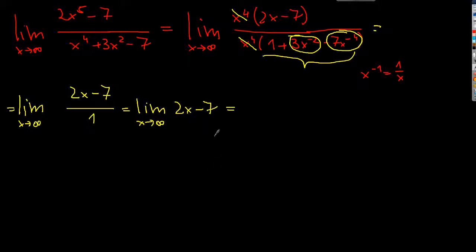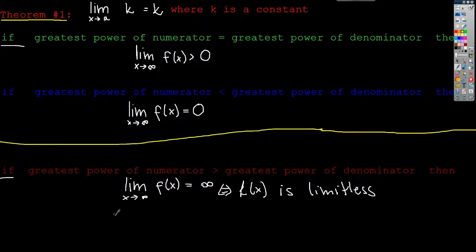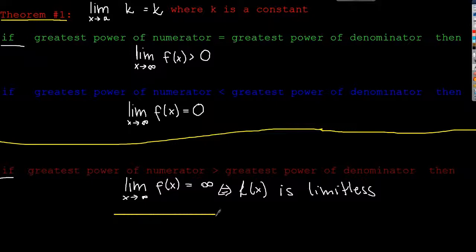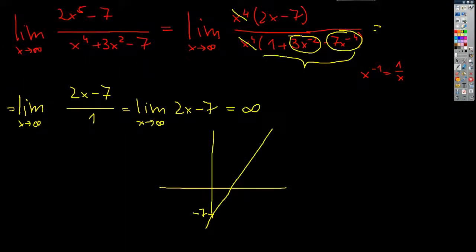And yes, the limit actually equals this, and if we graph this, it would look something like this. With the minus 7, it would go something like this. And as you can see, the graph is not limited. The function is limitless, and you write this as: as x approaches infinity, the limit of that function equals infinity. And this is exactly what we stated here, that the limit of f of x is equal to infinity if f of x is limitless.